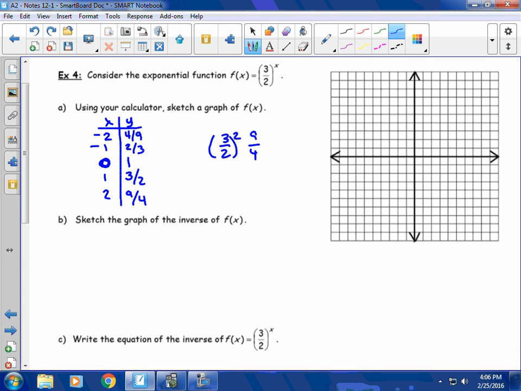So let's plot it. -2, 4/9. It's pretty small. Be right about there. And then -1, 2/3, a little bit bigger right there. 0, 1. 1, 3/2. 3/2 is 1.5, so right about there. 2, 9/4. Well, I know 9/4 is just a little bit more than 2, because 8/4 would be 2. So probably right about there. And then connect your points, and there you go. So this is f of x. And don't forget to draw in your asymptote at y equals 0.